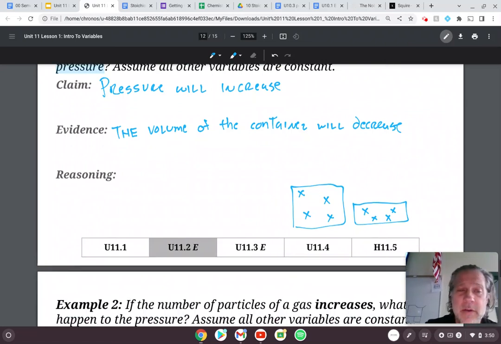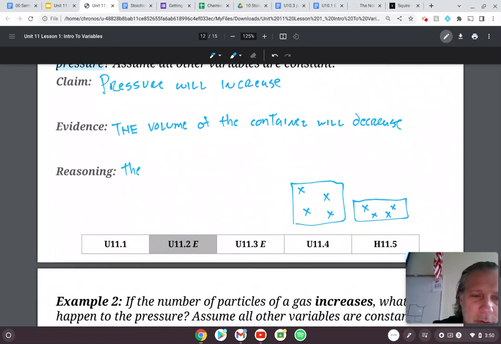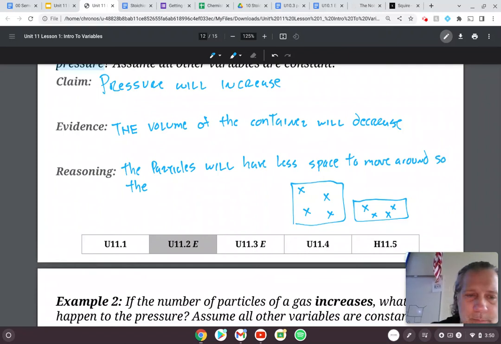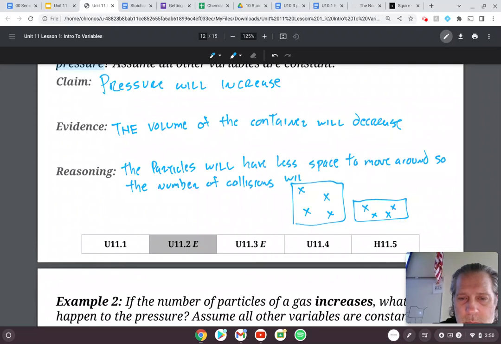So the reasoning that we can give here is that the particles will have less space to move around, so the number of collisions will increase. All right, so that's one example.